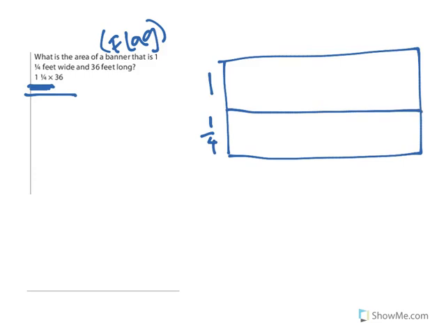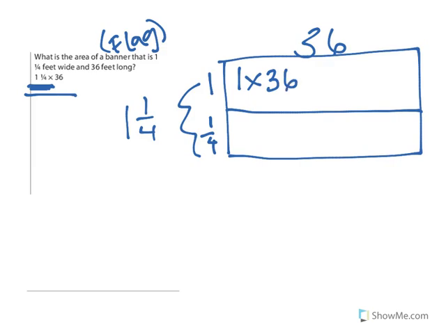And then I'm going to split this into pieces. I know that this whole side is equal to 1 1/4, but I like splitting my fraction up. Then I'm going to write my other factor, 36, across the top. So now I know that I have two problems to solve, 1 times 36 and 1/4 times 36.